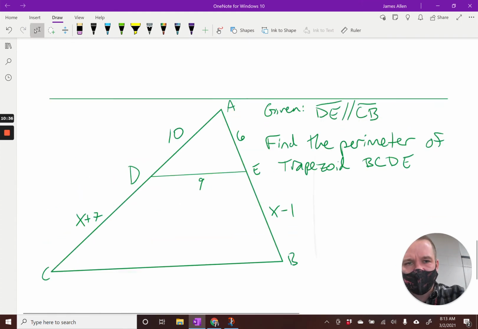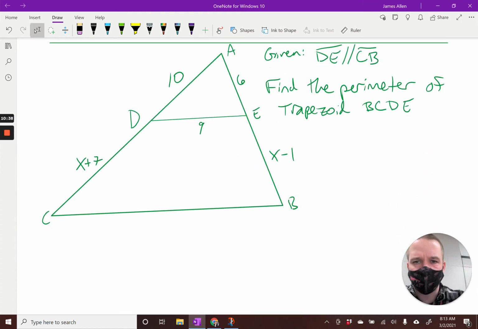Last problem here. Yep, last problem indeed. We've got a beautiful couple triangles here. We've got DE is parallel to CB. We want to find the perimeter of the trapezoid BCDE. Now, we've got these fun little x plus 7, x minus 1 expressions for our lengths. AD is 10, AE is 6, DE is 9, and then we got DC is x plus 7, and EB is x minus 1. What? Okay, well, let's see what we can do here.